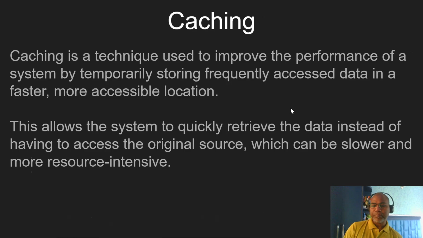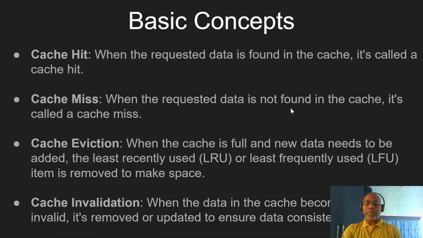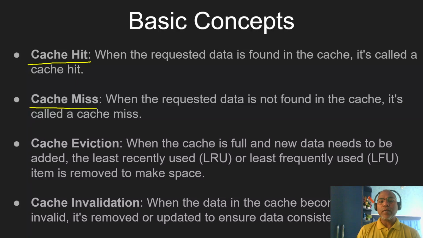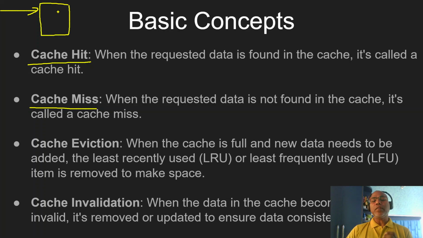Okay, so let's cover the basic concepts whenever we talk about caching. One term is a cache hit, one term is a cache miss. So let's understand the meaning of cache hit and cache miss. Let's say one request comes, and this is my cache server, my cache application. The particular data which the user requested might not be found in the cache. So cache miss means the user requested data is not available in my cache.